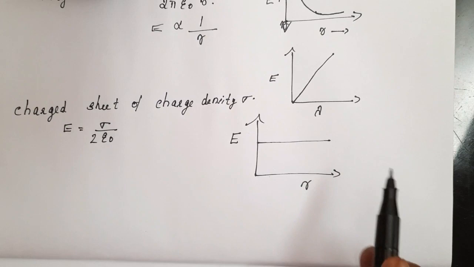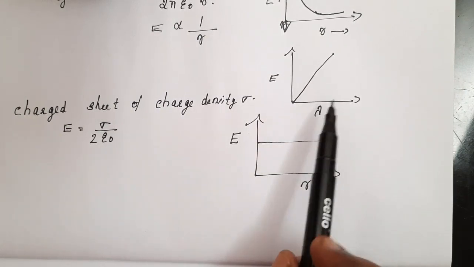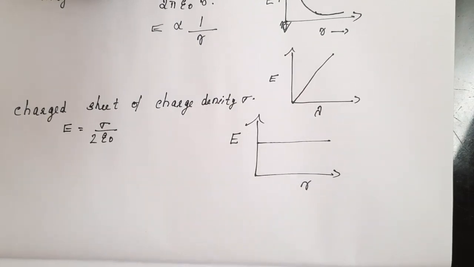because there is no dependence at all on r. Okay, so if we draw a graph in this case, that is E versus sigma, that graph will be similar to this because it is directly proportional. So take care of such things.